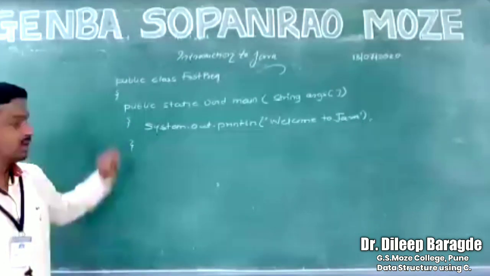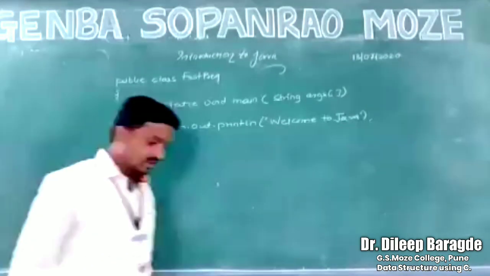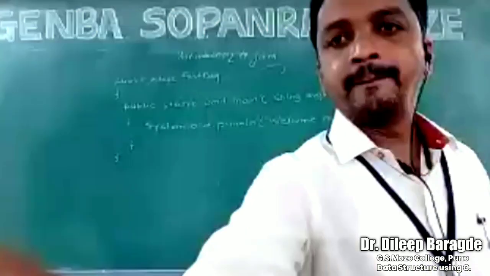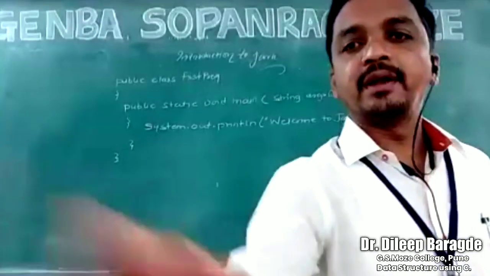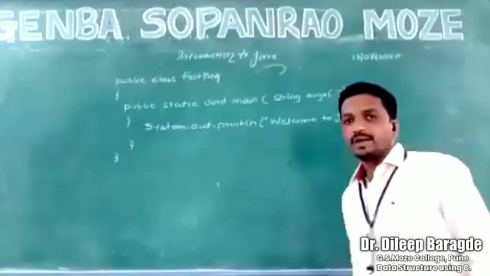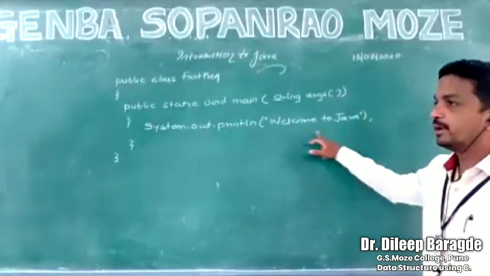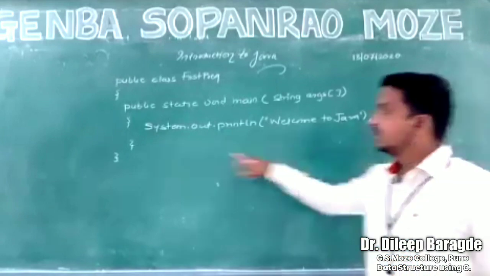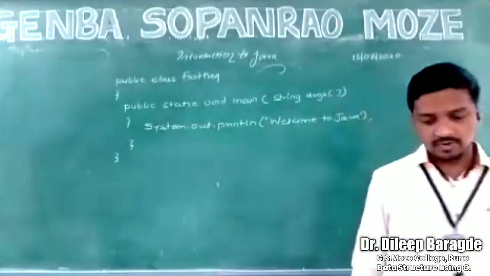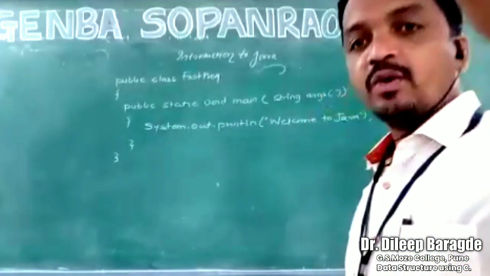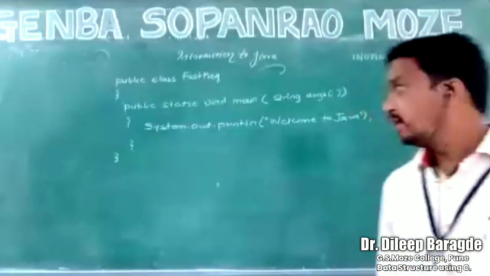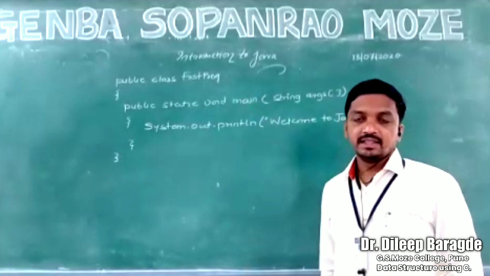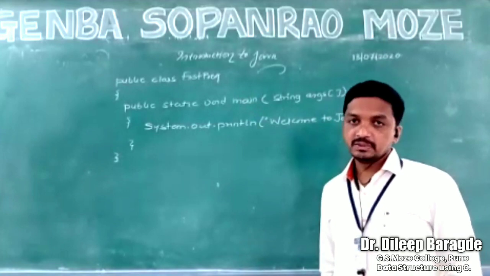Then opening bracket, System.out.println, to print whatever you want to print. Then opening bracket, double quotes, welcome to Java, double quotes completed, close. So if I want to print only welcome to Java, for that purpose I have to write all these things, then only it is possible.